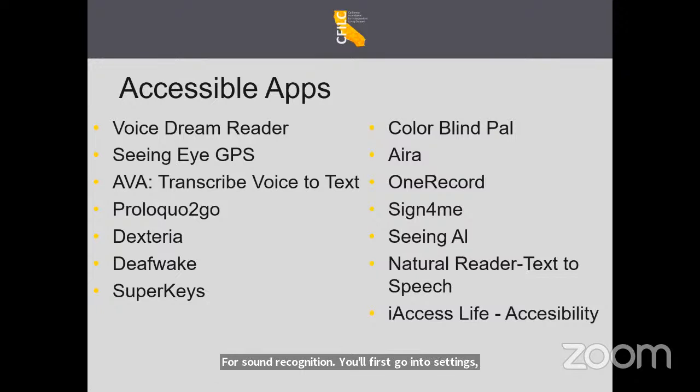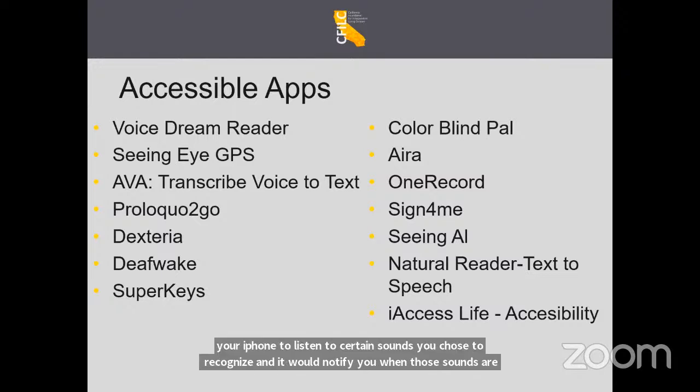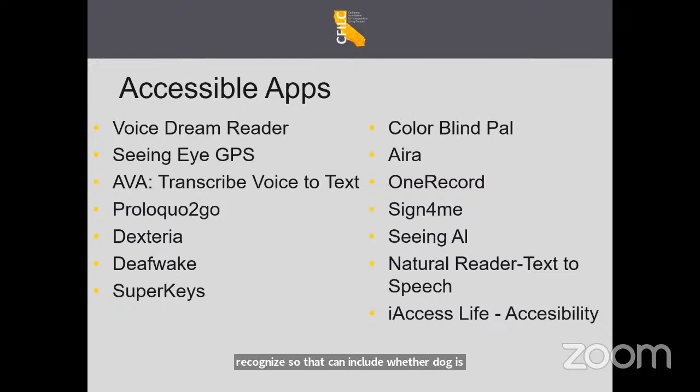My name is Victor, and today I'm going to be talking about accessible apps that are available in the App Store for iOS users. The apps I will be going over today are Voice Stream Reader, Seeing Eye GPS, Ava Transcribe Voice to Text, Prolo to Go, Dexteria, Deafwake, SuperKeys, Colorblind Pal, Era, One Record, Sign for Me, Seeing AI, Natural Reader Text to Speech, and iAccess Live Accessibility.